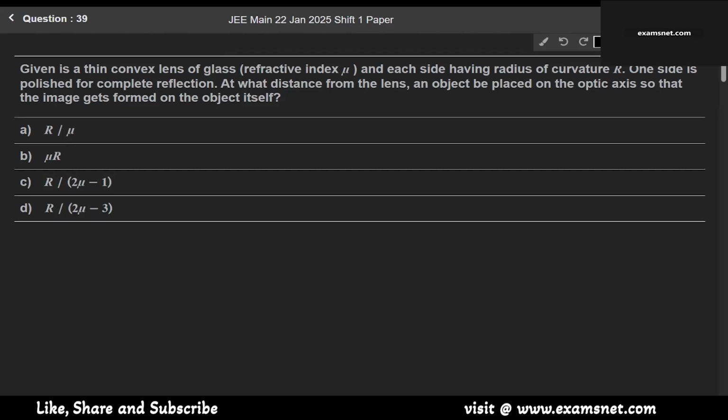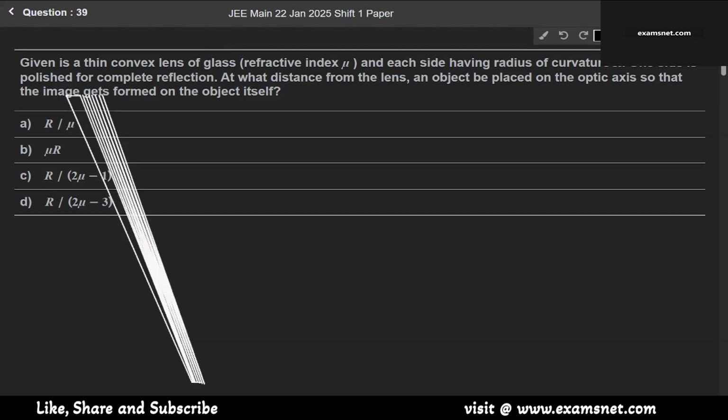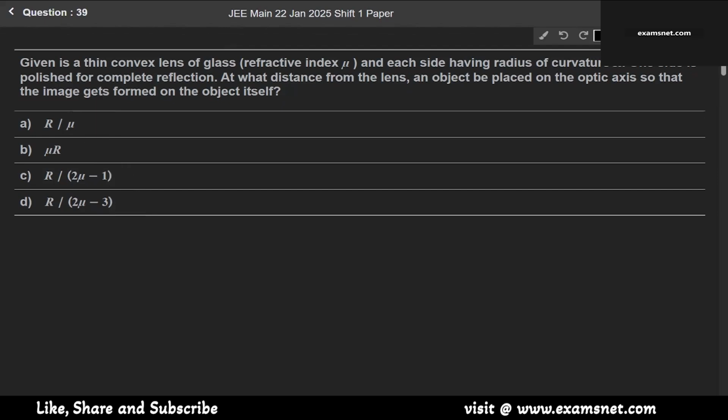Now the next question 39. Given is a thin convex lens of glass, refractive index mu, and each side having radius of curvature r. One side is polished for complete reflection. At what distance from the lens should an object be placed on the optic axis so that the image gets formed on the object itself? Okay, so this question is from the chapter of optics only.